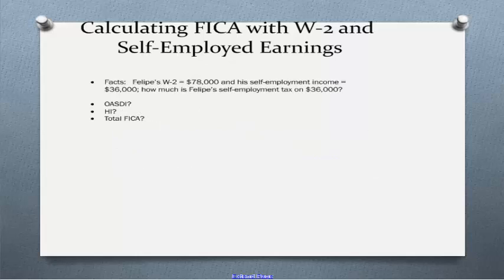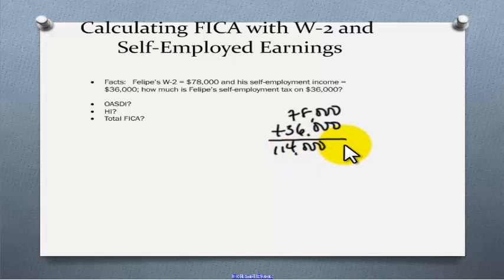All right, got one more example for you. Felipe, his W-2 is $78,000 and his self-employment income is $36,000. How much is Felipe's self-employment tax on the $36,000? So let's look and see. Obviously, the $78,000 W-2, taxes have already been taken out of that, okay? So let's look and see how much total he made. So $78,000 plus $36,000 is $114,000. Is that over our cap in 2013? Yes, okay, because remember our cap is $113,700. Barely over the cap, but it is, okay?